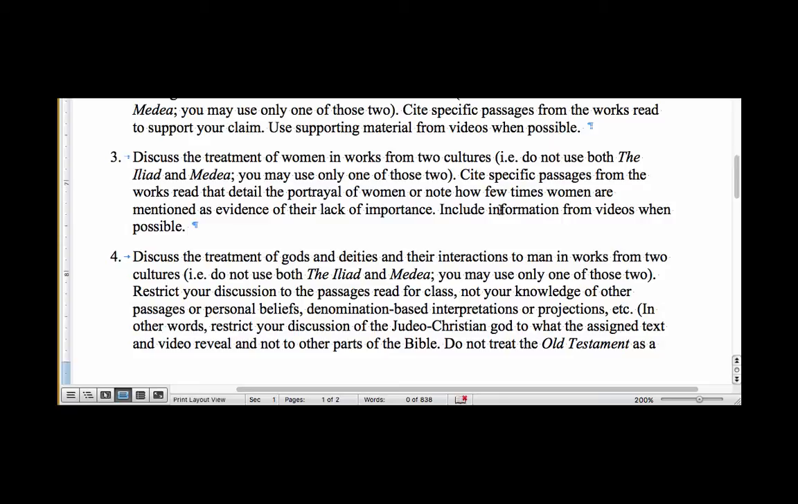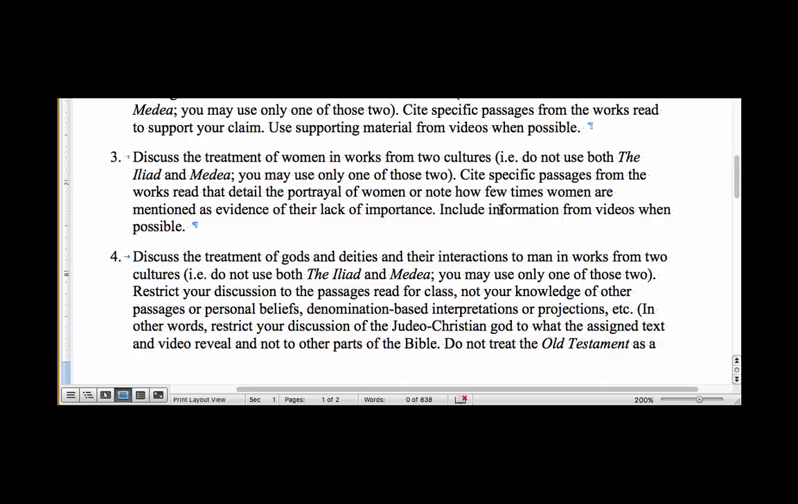The women in Genesis play a more significant role. Certainly Eve plays a significant role in the creation story. Sarah plays a significant role in terms of Abraham's quest for a son. And Rebecca plays a significant role in helping Jacob deceive his father Isaac.